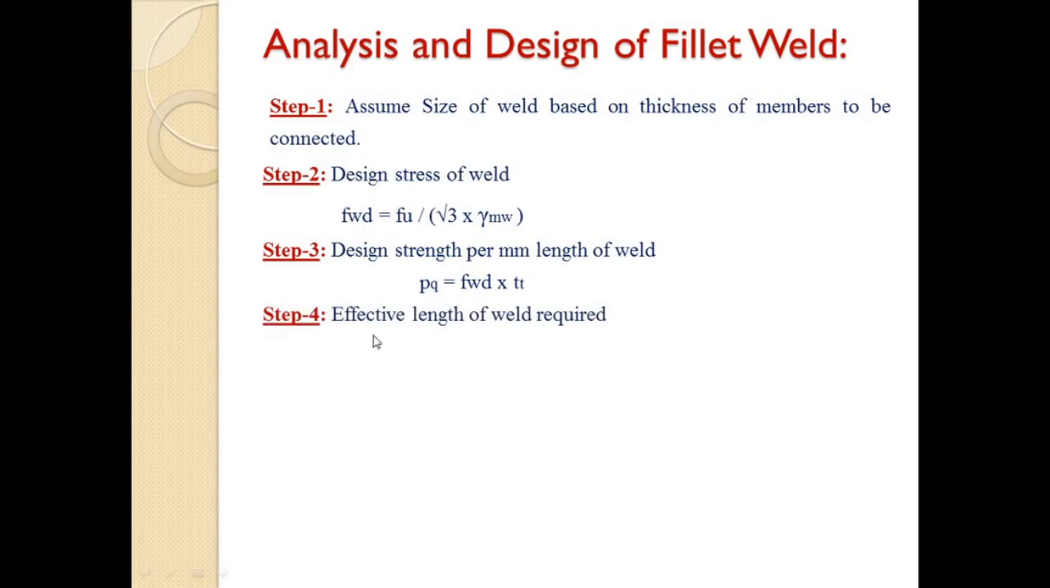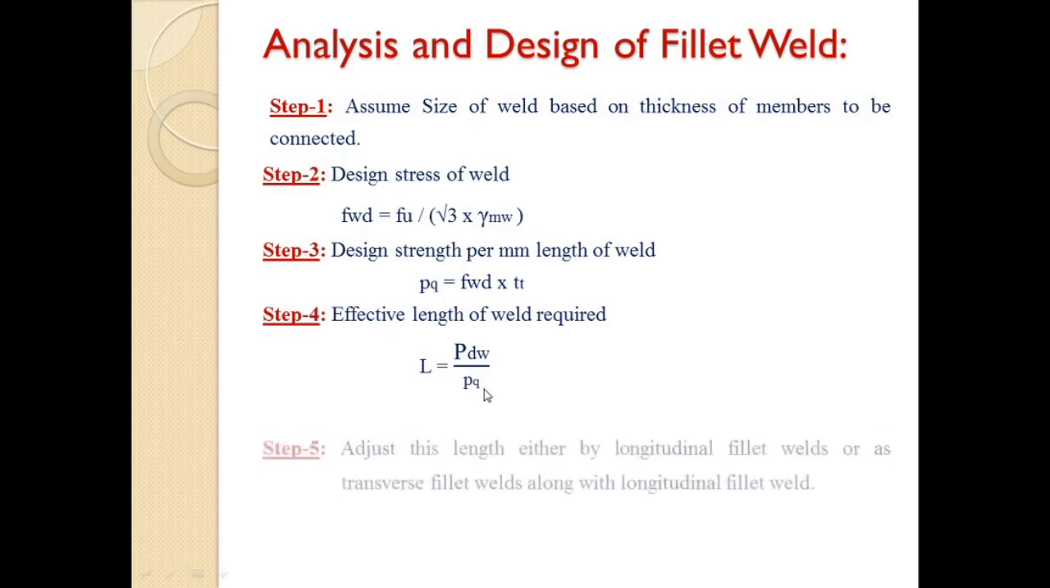Next, step number 4, effective length of weld required. So we finally have to calculate the length required, that is, the total weld length we have to provide. L is equal to the design strength of weld divided by the design strength per mm length of weld. So L is equal to PDW upon PQ.